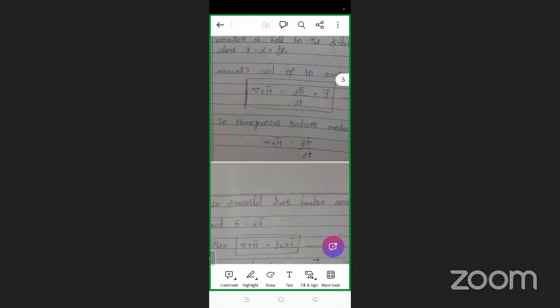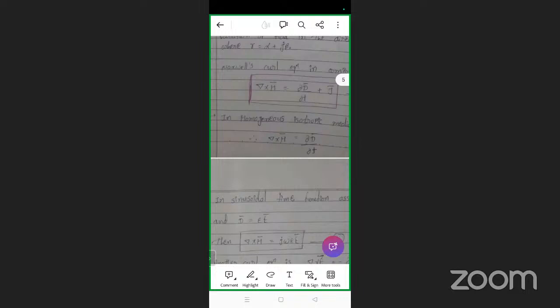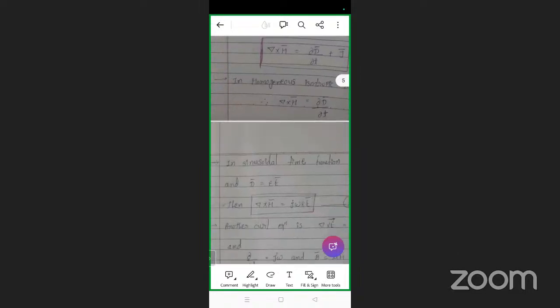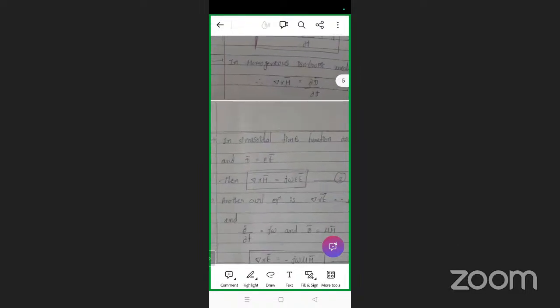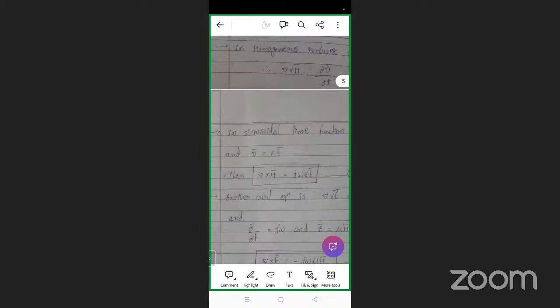Using Maxwell equations. What is the basic Maxwell equation we are using? Del cross H equal to dou D by dou t plus J, and I am keeping J as 0. In a homogeneous isotropic medium, if J is 0, we get del cross H equal to dou D by dou t. In place of D, I substitute epsilon E, the electric field, and in place of dou by dou t, I substitute j omega. Rewriting, we get equation number 2: del cross H equal to j omega epsilon E.